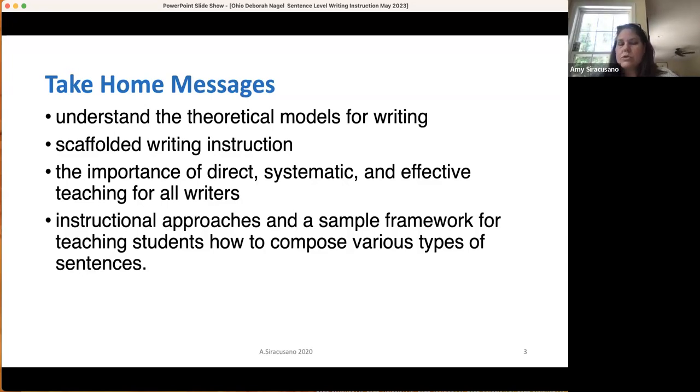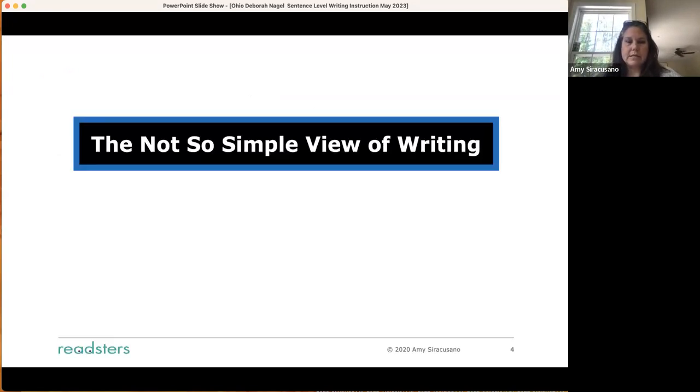Because I think for too long, we've been doing it in a kind of one and done model in terms of writing, and we need to spend more time and intensity on these kinds of things.